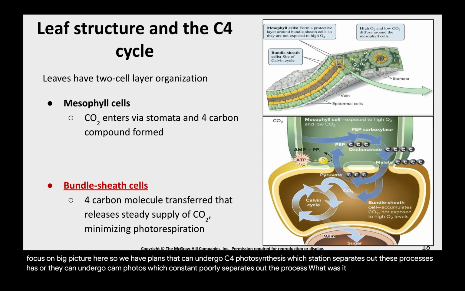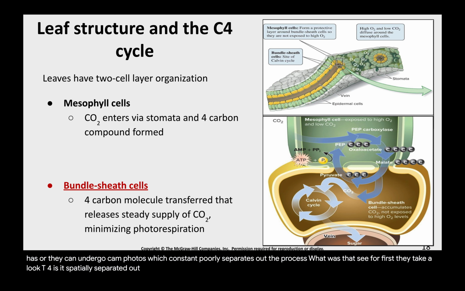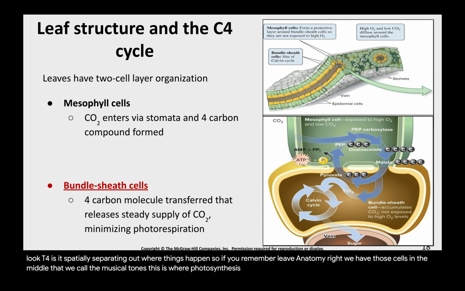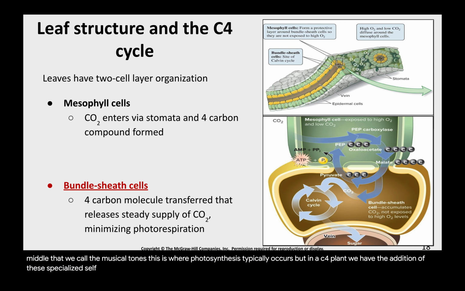So let's look at C4 first. The big thing with C4 is it's spatially separating out where things happen. If you remember our leaf anatomy, we have those cells in the middle that we call the mesophyll cells, and this is where photosynthesis typically occurs. But in a C4 plant, we have the addition of a specialized cell called a bundle sheath cell. See the cells in yellow up here. They typically surround veins in our leaves. These bundle sheath cells are where the Calvin cycle occurs.